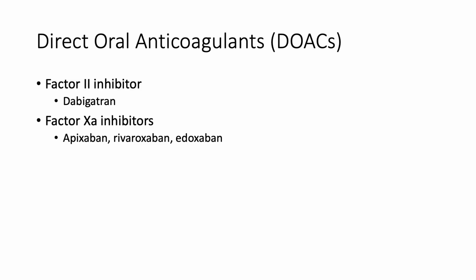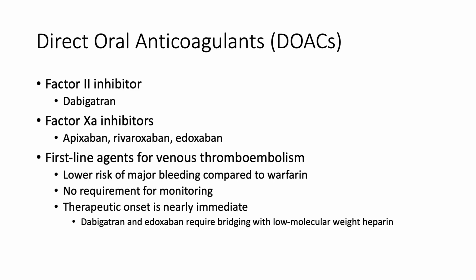So these are options for direct oral anticoagulants. Dabigatran is a factor 2 inhibitor. It's the original DOAC, the first one to go generic. So if I have a patient who can't afford apixaban, I might do dabigatran. You can go to costplusdrugs.com and get it for pretty cheap. And then your factor 10A inhibitors include apixaban, rivaroxaban, and edoxaban.